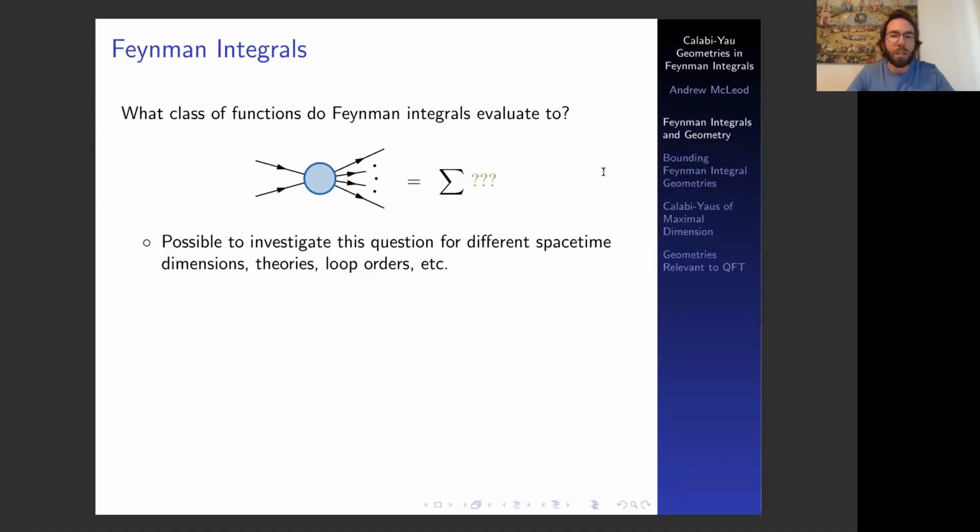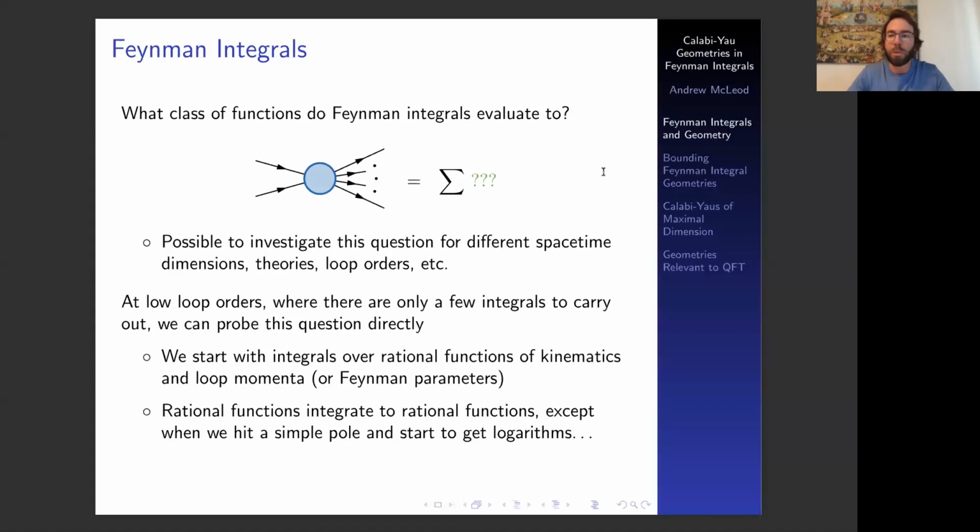Now, it's certainly possible to investigate this question in a variety of contexts, such as different space-time dimensions, different theories with different matter content, etc. I'll mostly be focusing in this talk on finite integrals in integer dimensions. And I'm going to begin by just pointing out that at low loop orders, we can probe this question rather directly because we only have a couple of integrals to carry out.